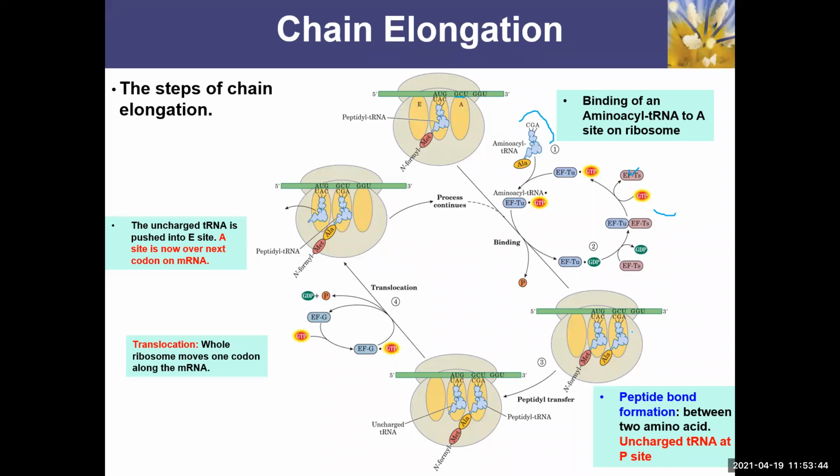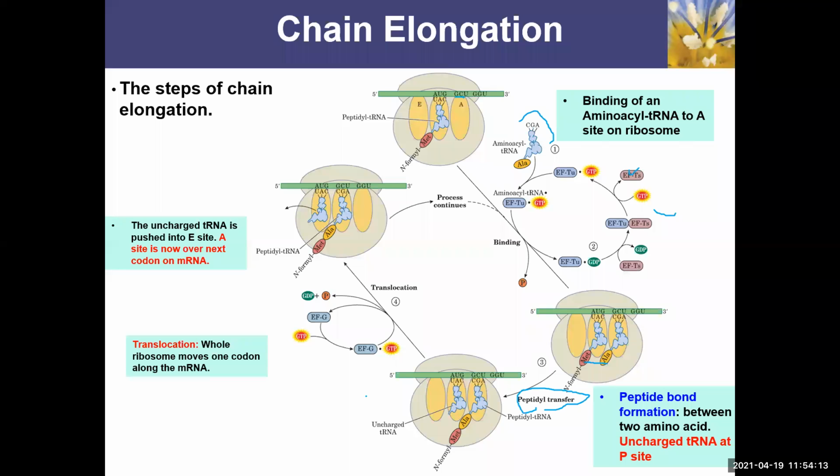Then the second step in the elongation is the peptide bond formation. Between the two amino acids, the peptide bond is formed: one present in the A site, the new one, and the other present in the P site, the older one, right? So the enzyme here is peptidyl transferase. You need to know the enzymes as well. Peptidyl transferase is the enzyme.